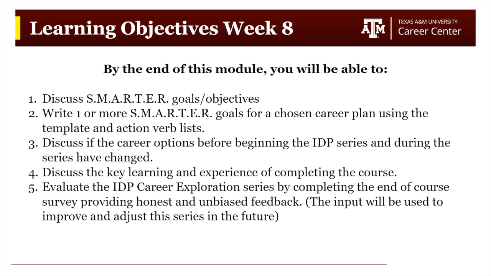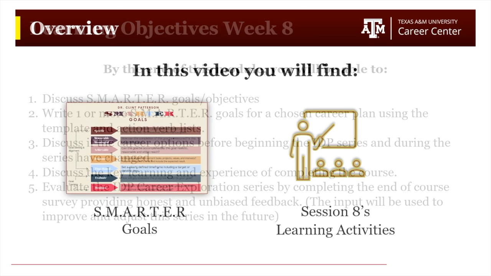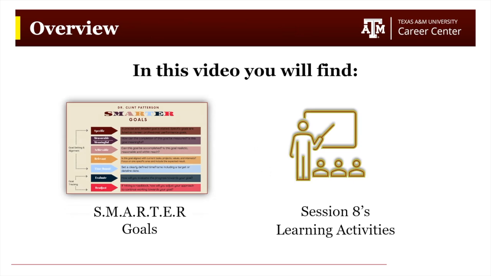3. Discuss whether the career options before beginning the IDP series and during the IDP series have changed. 4. Discuss the key learning and experience of completing the course. 5. Evaluate the IDP Career Exploration series by completing the end of course survey, providing honest and unbiased feedback. The input will be used to improve and adjust the series in the future. In this video, you will find information about SMARTER goals and Session 8's learning activities.